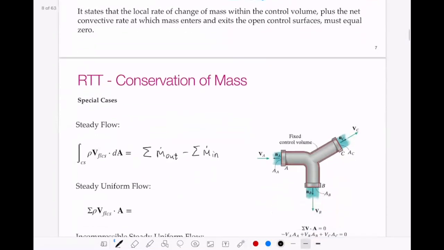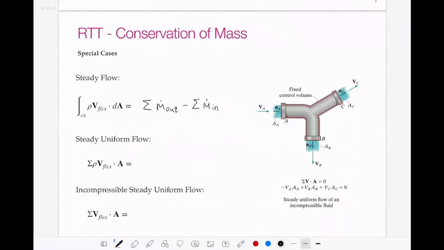So if this is our system, we have m dot in over here. We have a velocity going out, so we have m dot out over here, and we have m dot out over here. Now let's look at steady and uniform flow. If we have steady and uniform flow, that means our velocity is constant over that area. So instead of writing the integral, we can just take our velocity and multiply it by the entire area. And this would also be equal to our mass flow rate out minus the sum of our mass flow rates in.